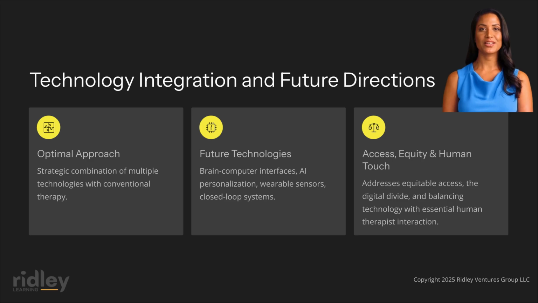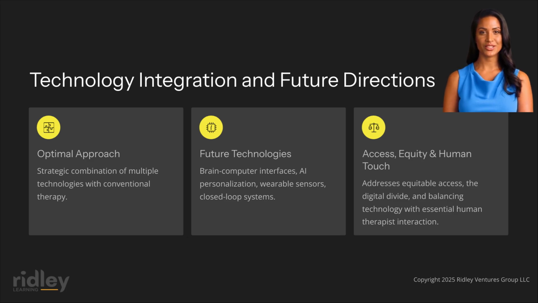The optimal approach to technology integration in stroke rehabilitation likely involves strategic combination of multiple technologies with conventional therapy rather than reliance on any single technological solution. Emerging evidence supports combinations such as robotic therapy with virtual reality feedback, brain stimulation priming followed by intensive motor training, and multimodal protocols that leverage the distinct mechanisms of different technologies. The development of clinical decision frameworks for technology selection based on patient characteristics, recovery phase, and functional goals represents an important priority for translating the expanding technology evidence base into routine clinical practice.